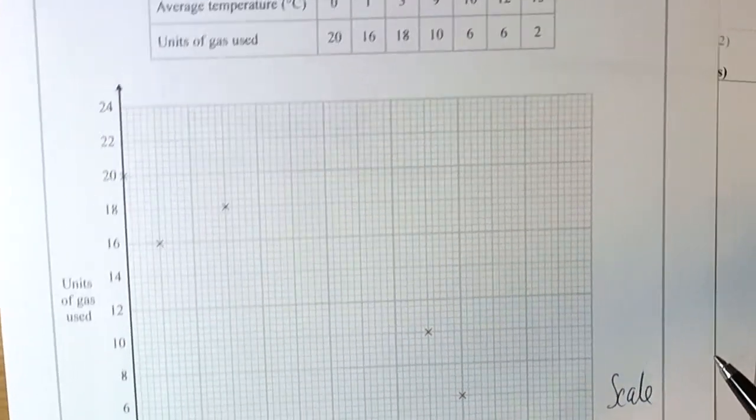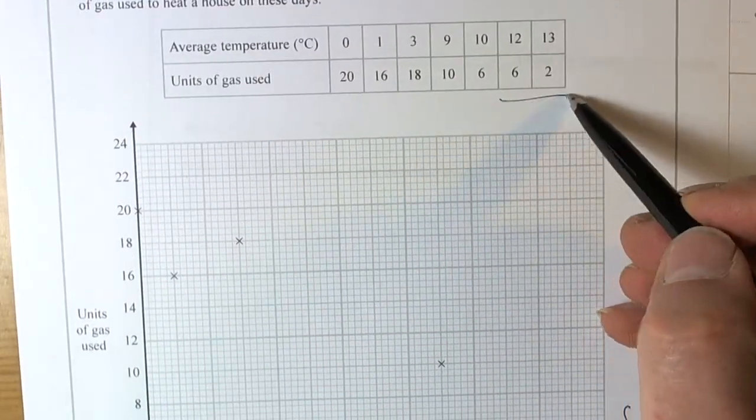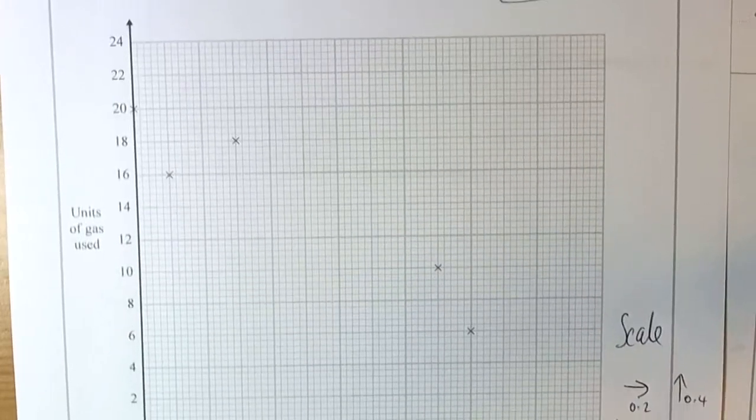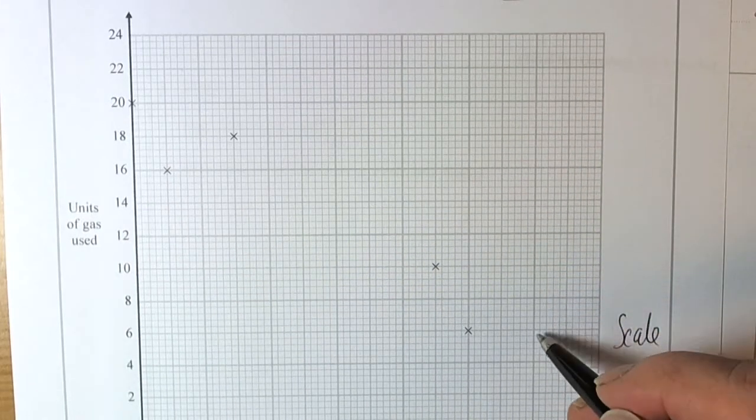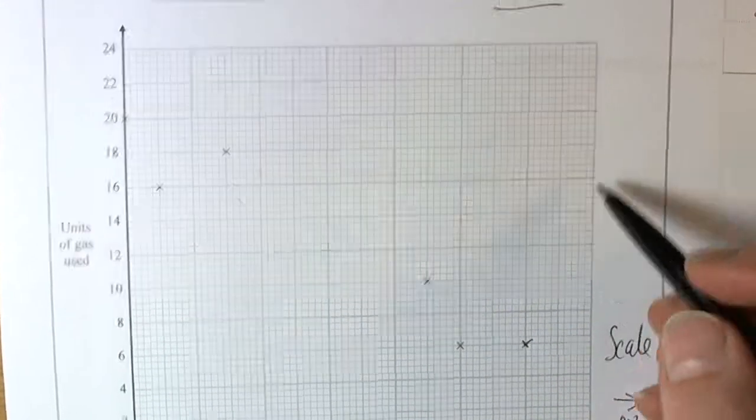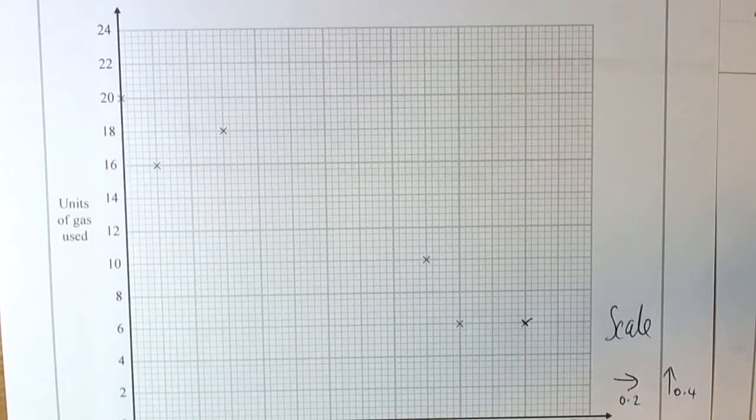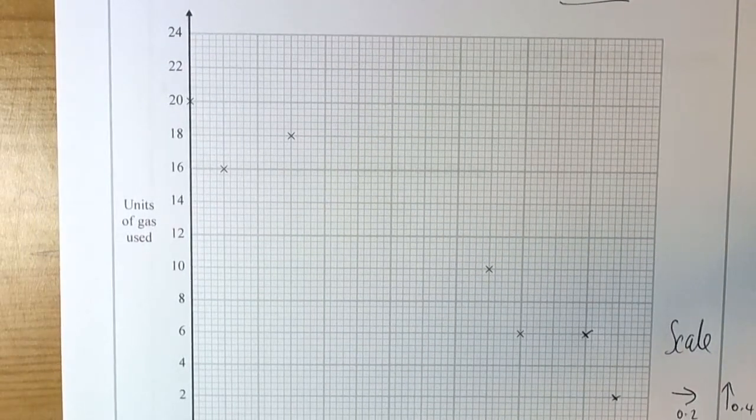Okay, so the first question is asking us to plot the last two coordinates. So we've got 12 and 6, so 12 and 6. And then we've got 13 and 2, so 13 and 2. Okay, so that's that bit done.